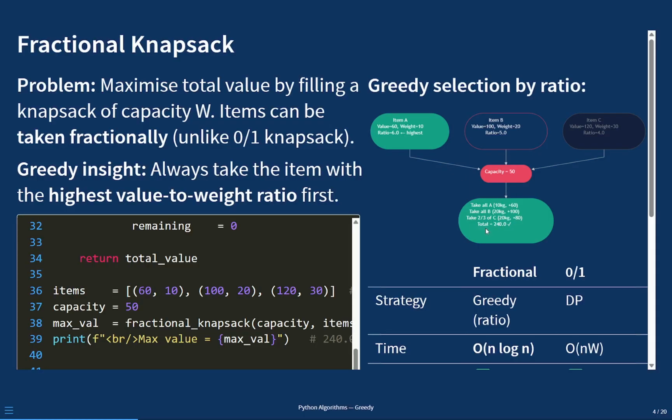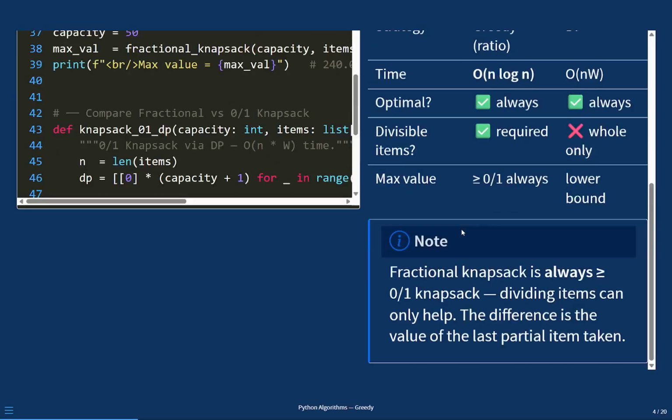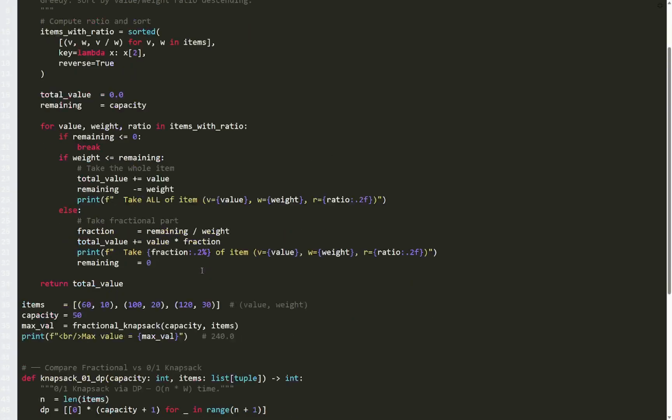Contrast with 0/1 knapsack on the same items. Without the ability to take fractions, we're limited to whole items within 50 capacity. The DP solution gives 220. You take A plus B or B plus C, but always fall short of the fractional result. Fractional knapsack always gives a result at or above 0/1 knapsack. Dividing items can only help.